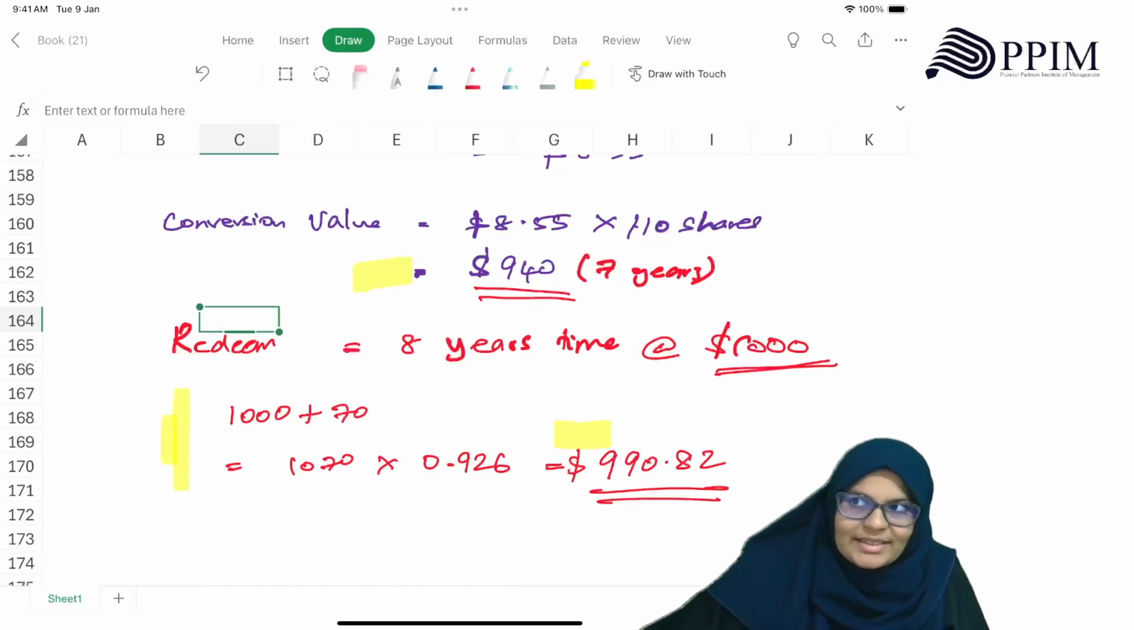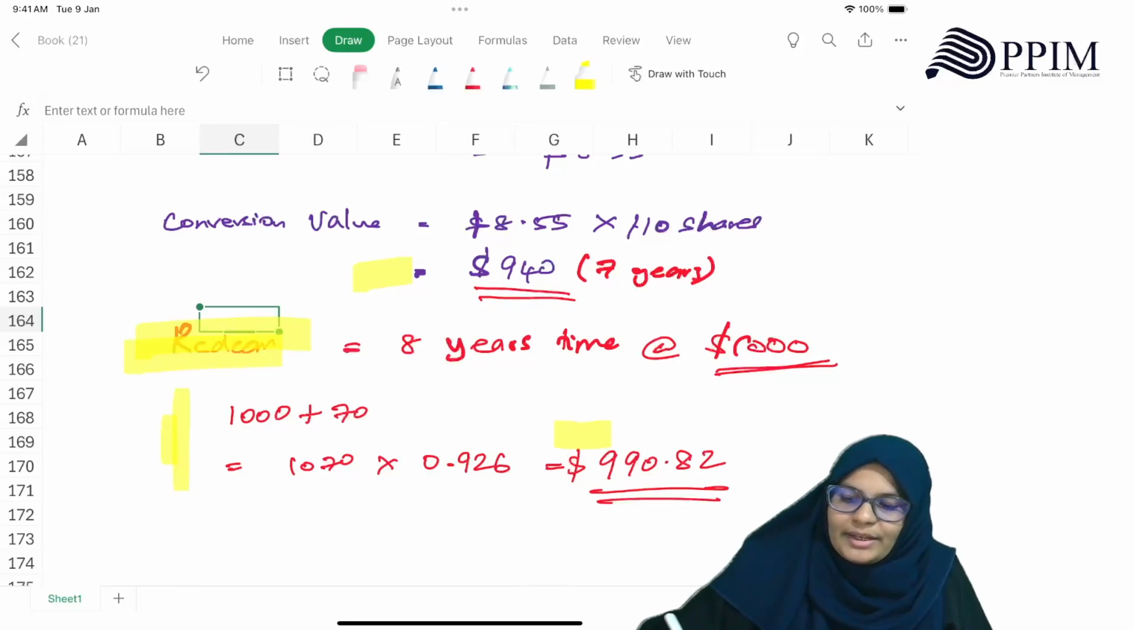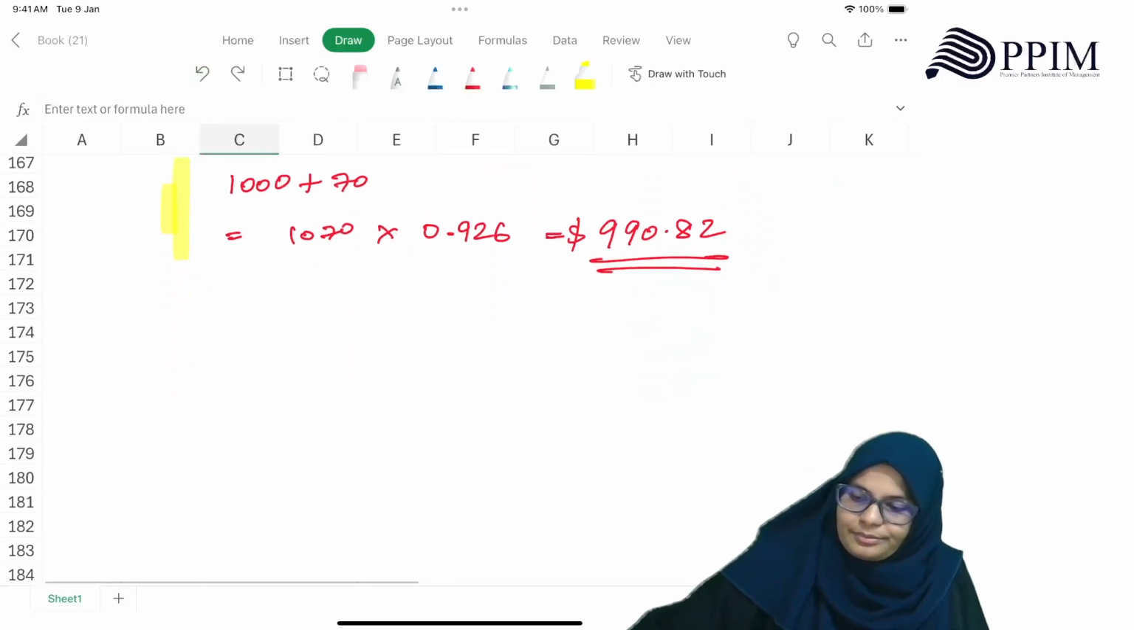Okay, so in your exam, even if you don't catch this, it's okay. You might lose a mark or two. The remainder will just be the same. So now they're asking you, okay, fine, you have decided we are going to redeem. So let's get the market value, they say. Okay, so let's go ahead and get the market value.